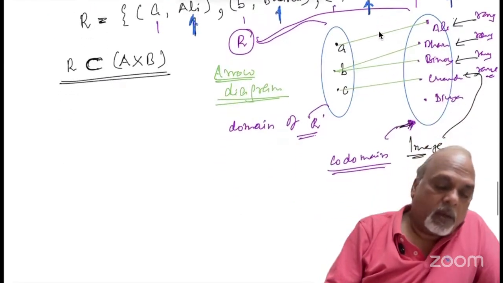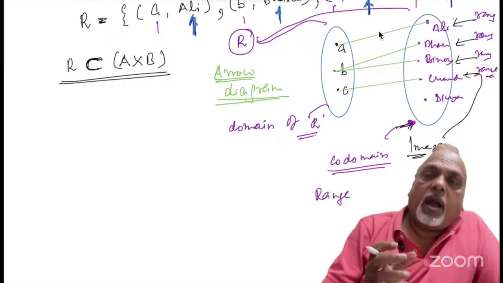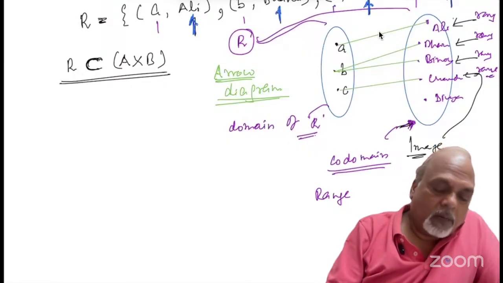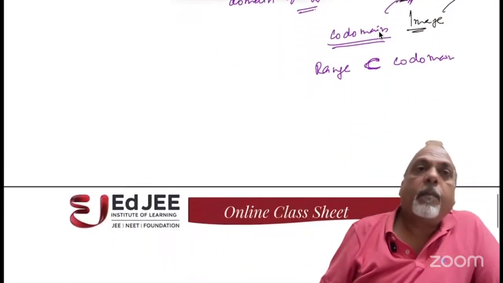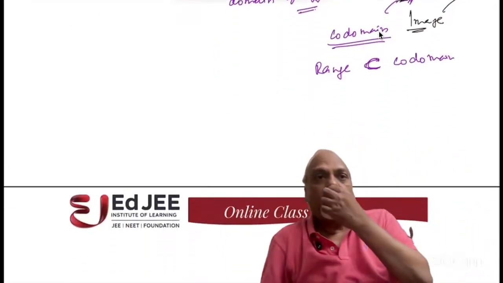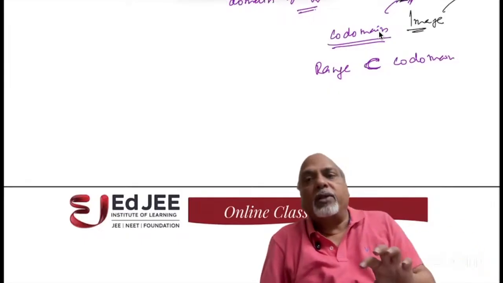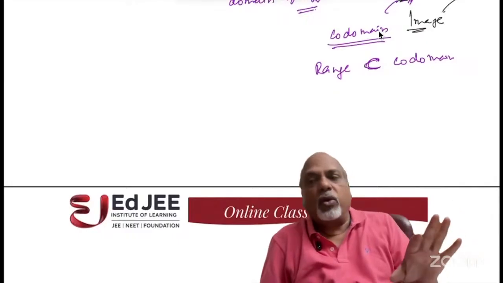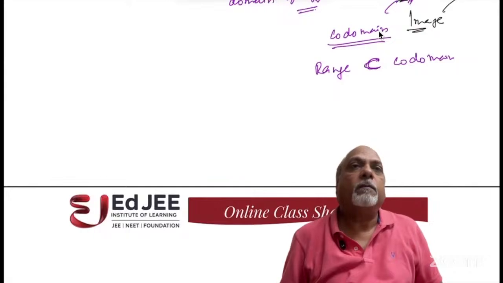If you see this, range are only those elements which are the images basically. That means it is a subset of codomain. Subset of codomain. Correct? So what is domain, what is range, what is image, and what is codomain? I think this is all clear to you.